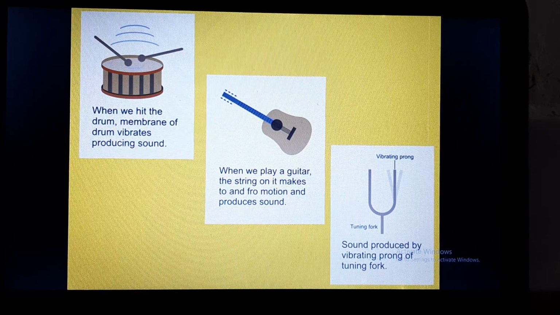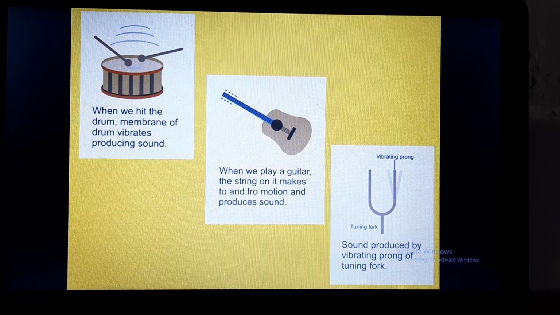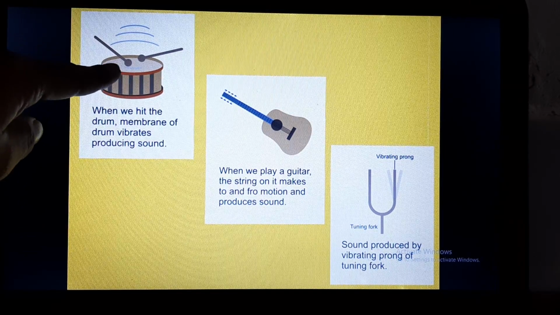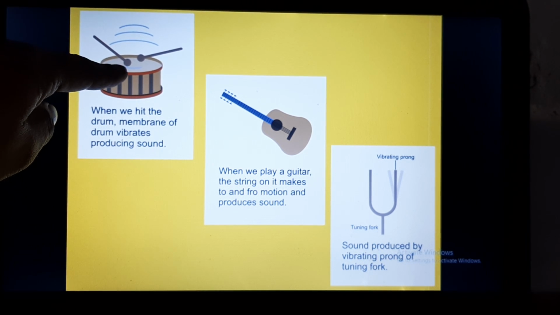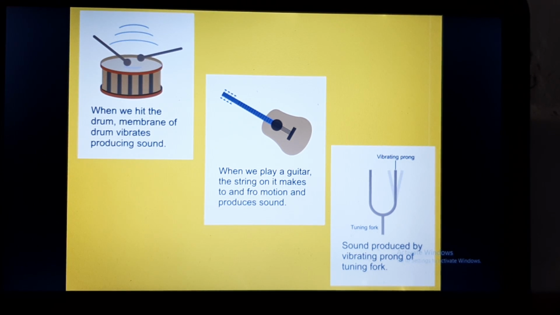So here we can see that when we hit the drum, the membrane of the drum vibrates and thus it produces sound. So the drum, when it is struck by the drumstick, will vibrate and produce the sound. Similarly, when we play a guitar, the movement of the string makes the sound. And in a tuning fork, the sound is produced by a vibrating prong of the tuning fork.